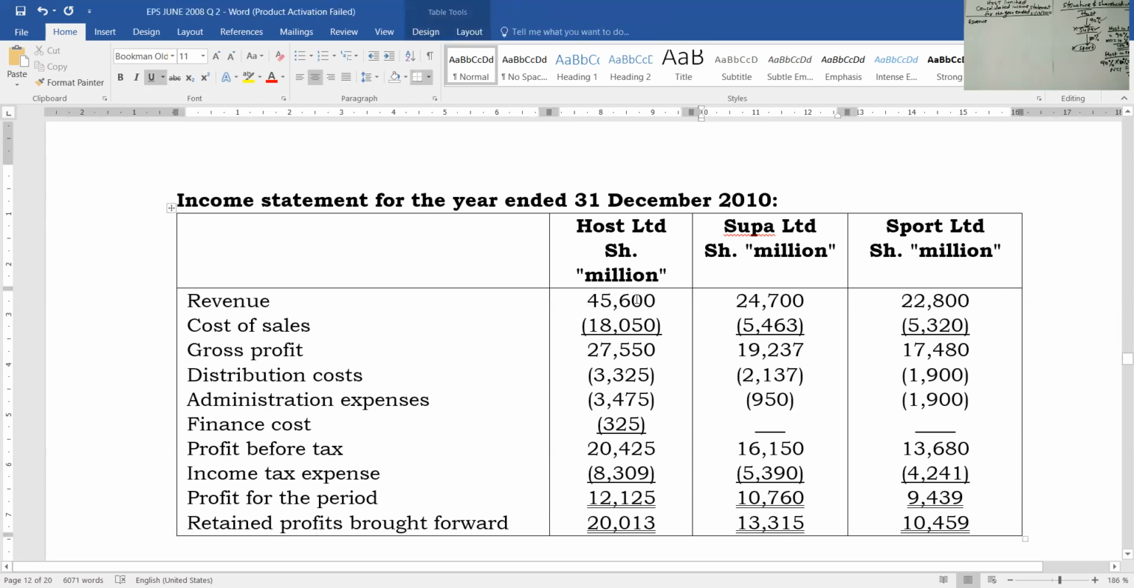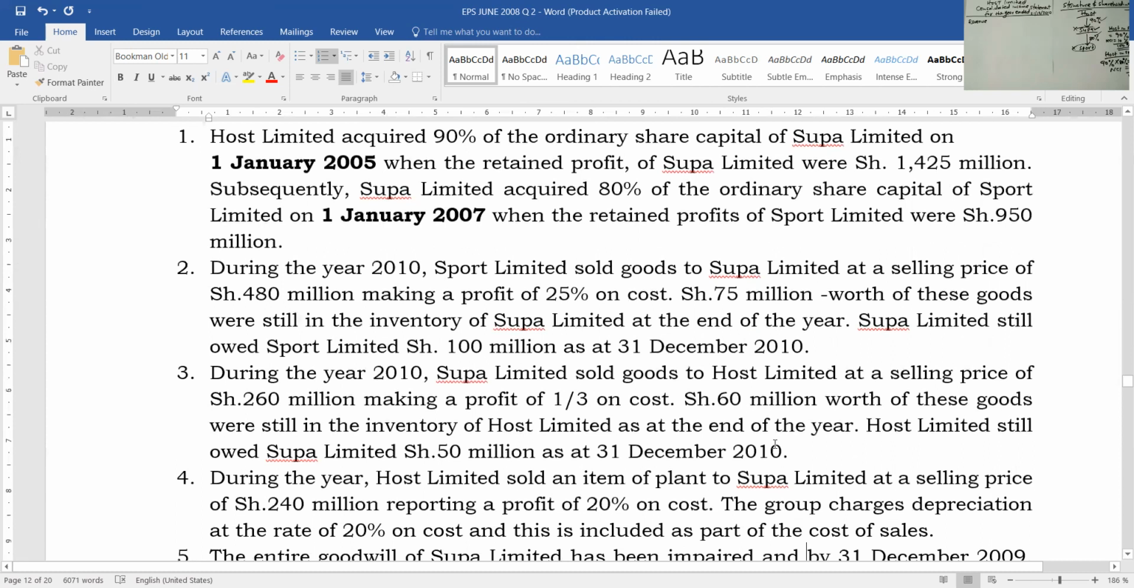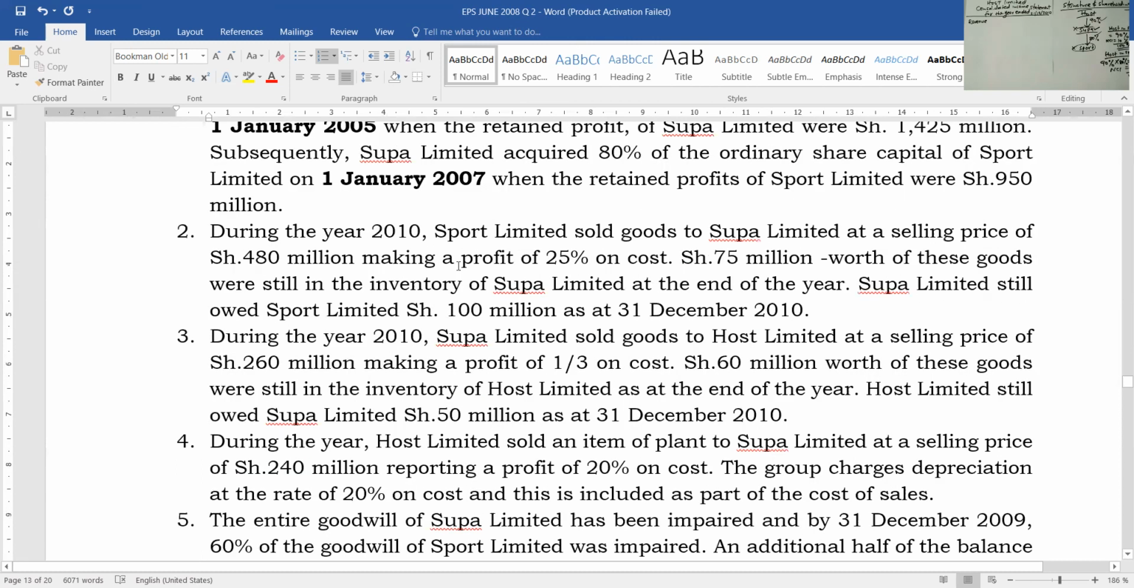Now, when I will be taking revenue, 45,600 plus 24,700 plus 22,800, I will subtract my intergroup sales down here. Remember, there are intergroup sales which occurred during the year. Note 2, they say, during the year 2010, there was a goods which was sold. This goods of 480 is an intergroup sale. Now, note 3, they say, during the year 2010, Super Limited sold goods to Host. That is another intergroup sale of 260. Then the third one is for an asset. During the year, Host sold an item of plant to Super at a selling price of 240. So you raise all those intergroup sales.